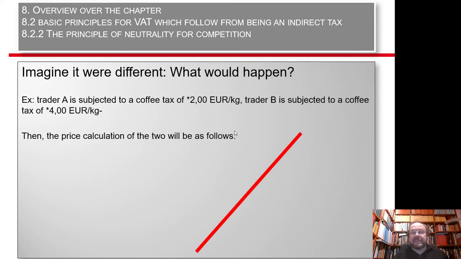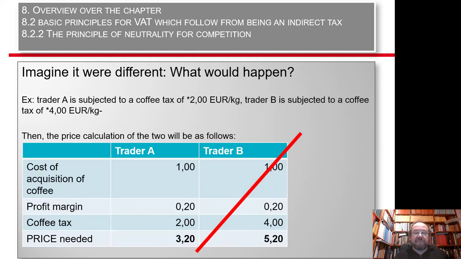And the answer is, let's look. If you want to understand the rule, just imagine it were different. What would happen? Then you see probably the sense of the rule. Now, imagine that not everybody is taxed with the same amount of euros per kilogram coffee, but differently. So let's violate the principle that all people should be taxed in the same way so that the tax is neutral and fair. Well, then we would have the following price calculation.